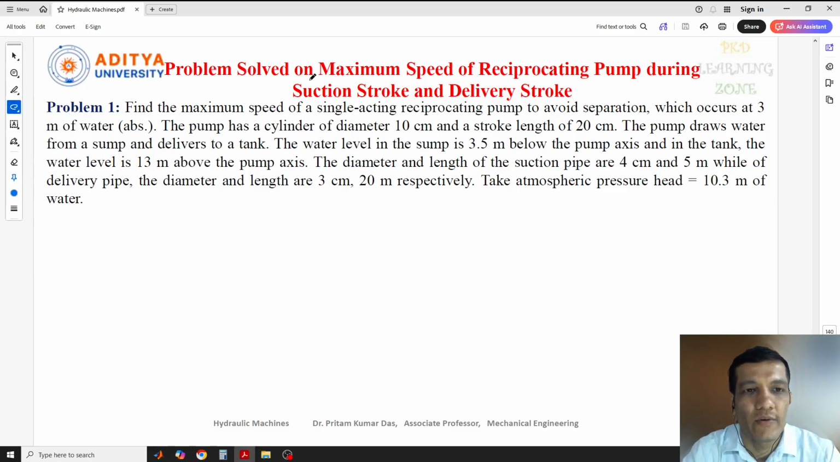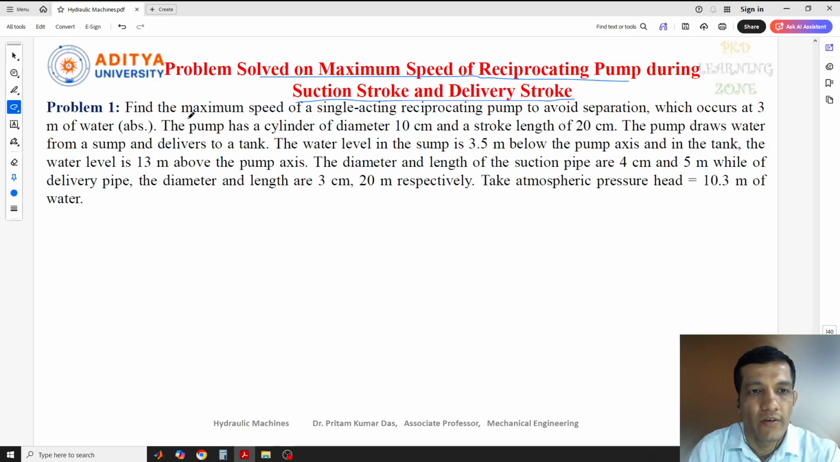In this lecture, we'll solve a problem on maximum speed of reciprocating pump during suction stroke and delivery strokes. So the theory regarding this maximum speed of reciprocating pump during suction stroke and delivery stroke, we have already discussed in our last lecture, and there we found one equation to calculate the maximum speed of reciprocating pump. So here I have taken a question to find out this maximum speed of a reciprocating pump.